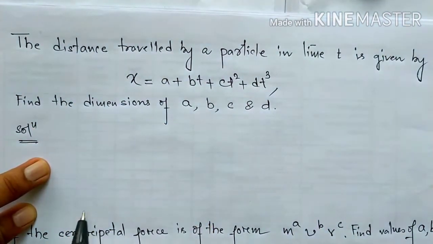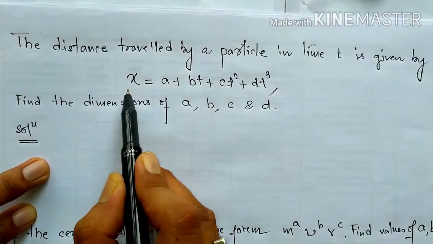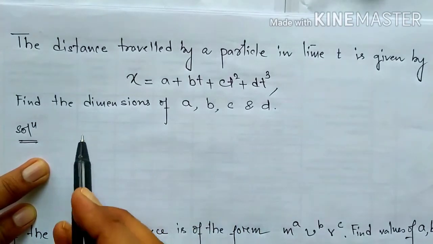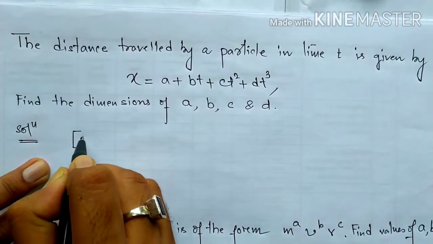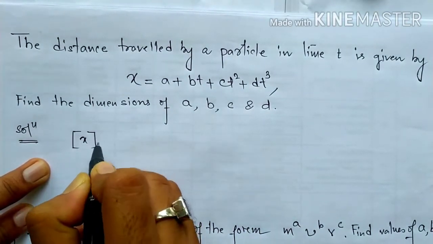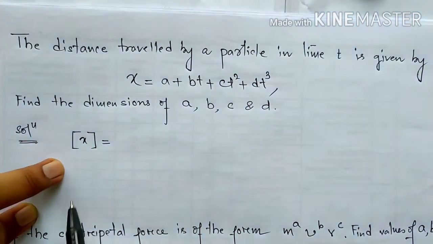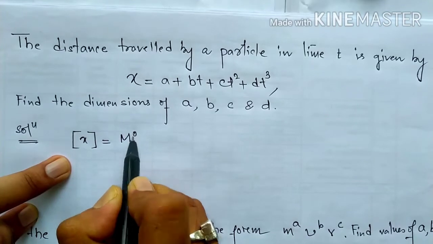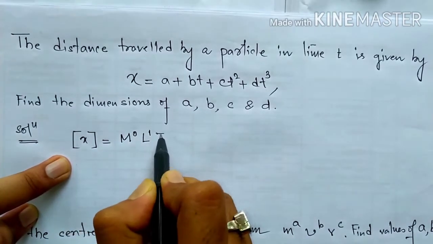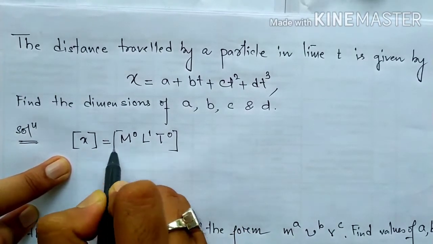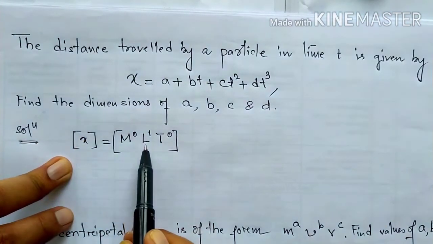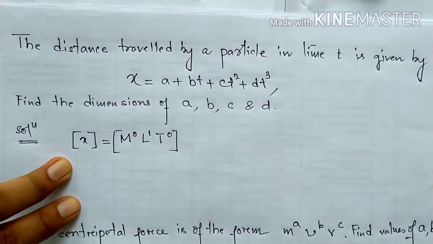So immediately we can imagine that the dimension of x will be nothing but length, L to the power 1. So the dimensional representation of x will be m to the power 0, L to the power 1, t to the power 0. Why? Because this x represents distance, and what is the dimension of distance? It is L to the power 1 or simply L.